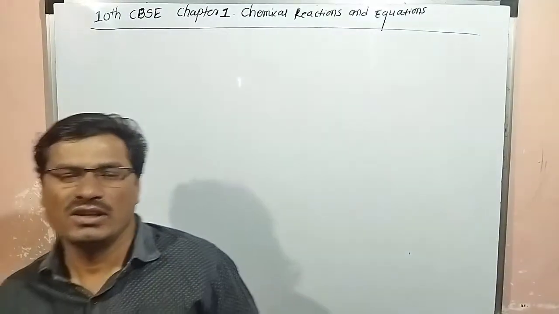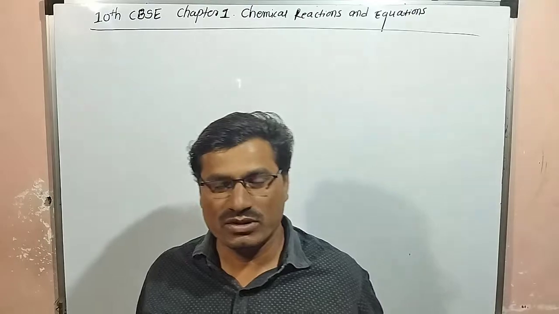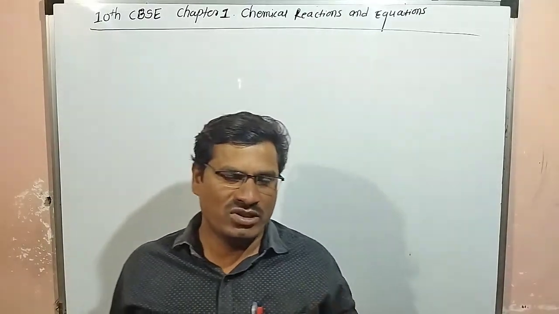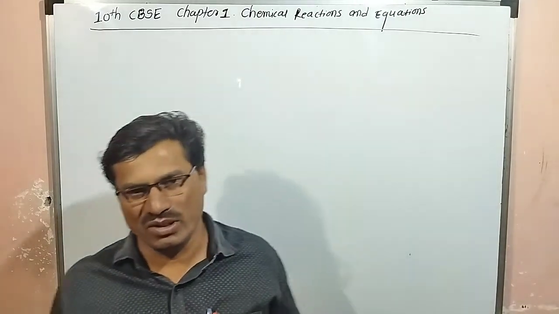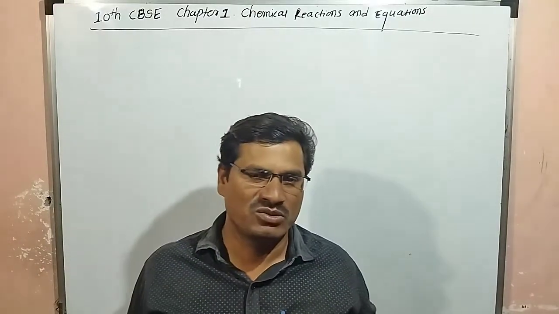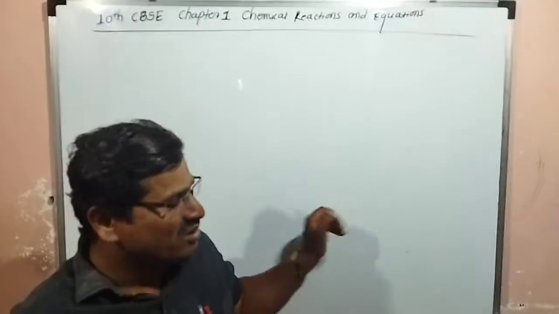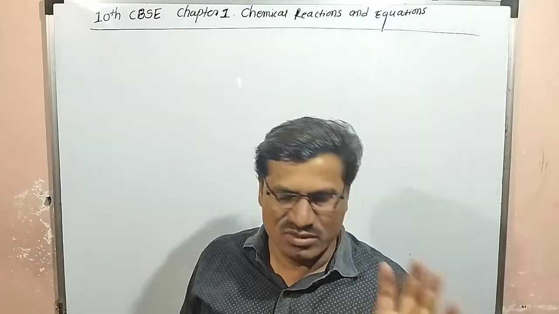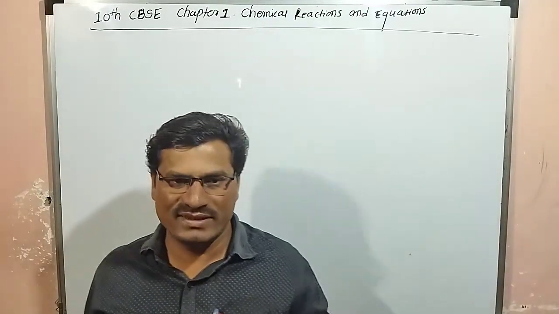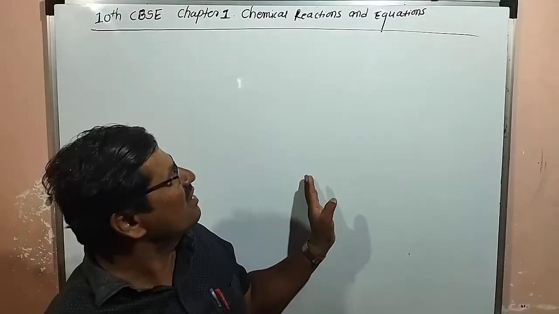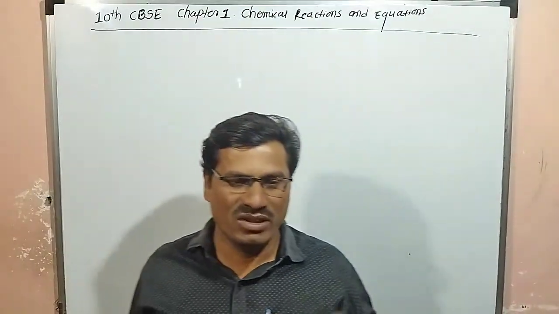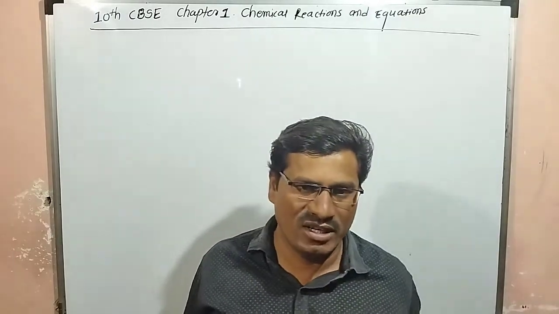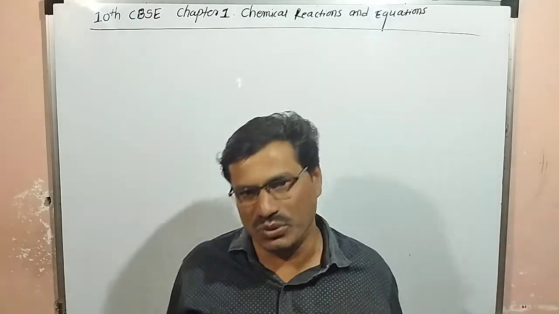Hello students, in the last video we studied balanced and unbalanced chemical equations, and also the steps to balance a chemical equation. What are the different steps to balance a chemical equation? Now in this video we are going to study some questions on page number 6 of chapter number 1, Chemical Reactions and Equations, and we are going to discuss those questions in this video.